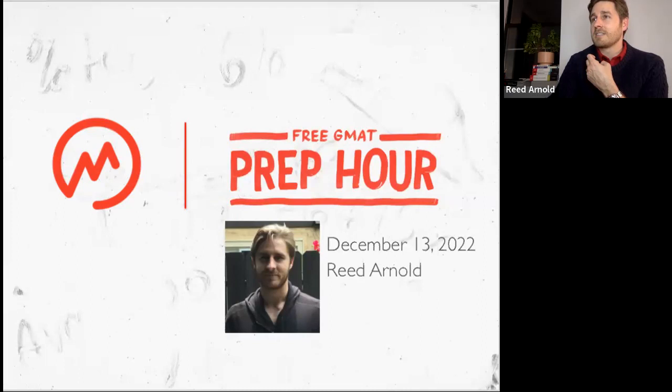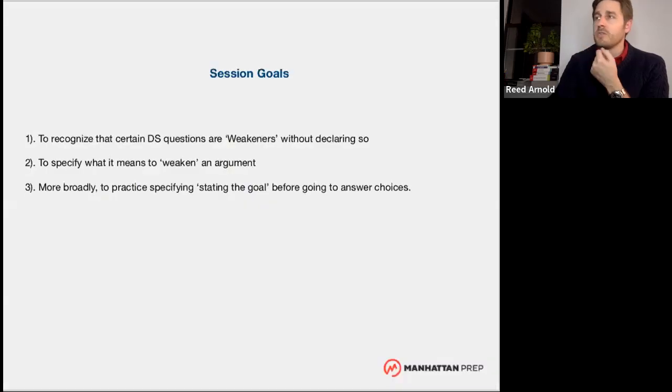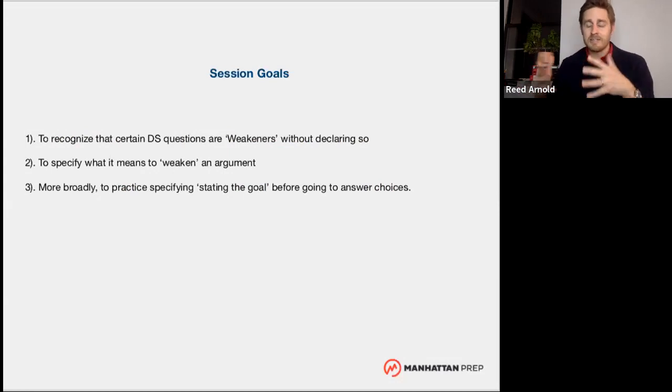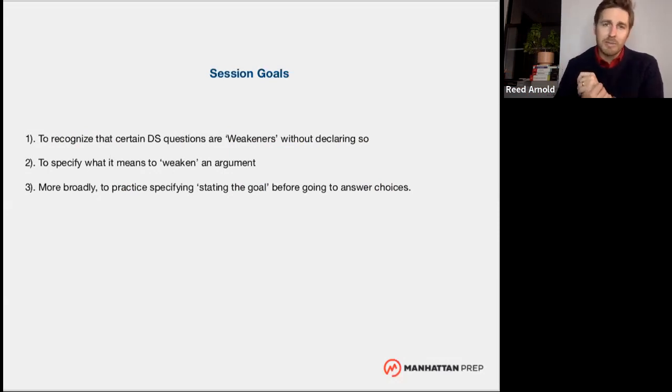Okay, since there is no live audience, I'm going to jump to the hopes for this lesson tonight. The session goal, first, is to identify which question types in critical reasoning are actually weakeners in disguise, even though they don't express themselves as weakeners. The traditional weaken question you're used to seeing says, which of the following if true most weakens the argument? There are certain critical reasoning questions that don't ask that question, but I think are basically asking that question without expressly doing so. So we're going to identify which two question types do that.